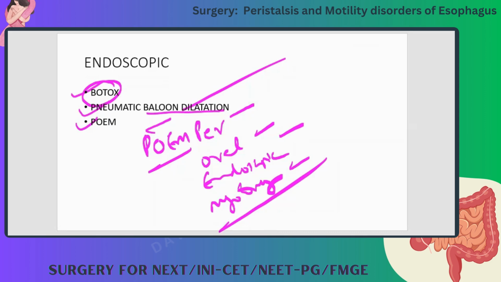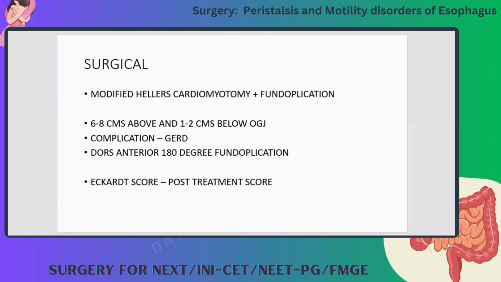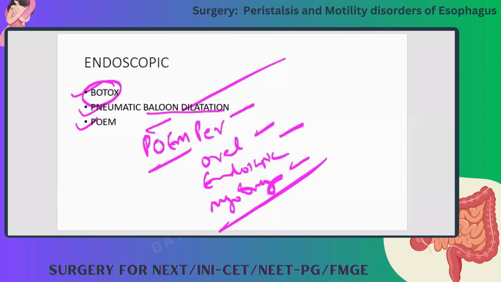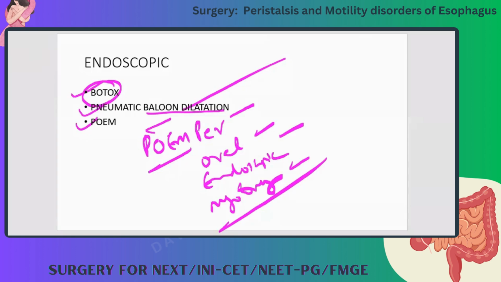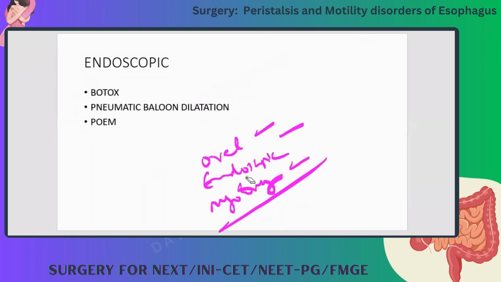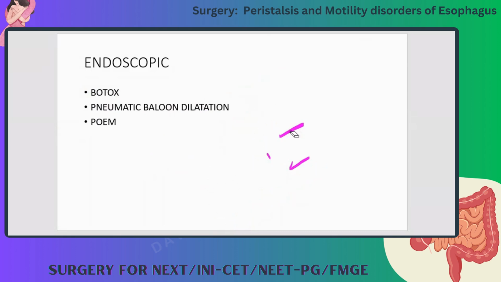What is the full form of POEM and in which disease is it used? POEM is peroral endoscopic myotomy. It is used for achalasia cardia. What is NOTES? Natural orifice transluminal endoscopic surgery. Yes, very good. So POEM is one type of NOTES.